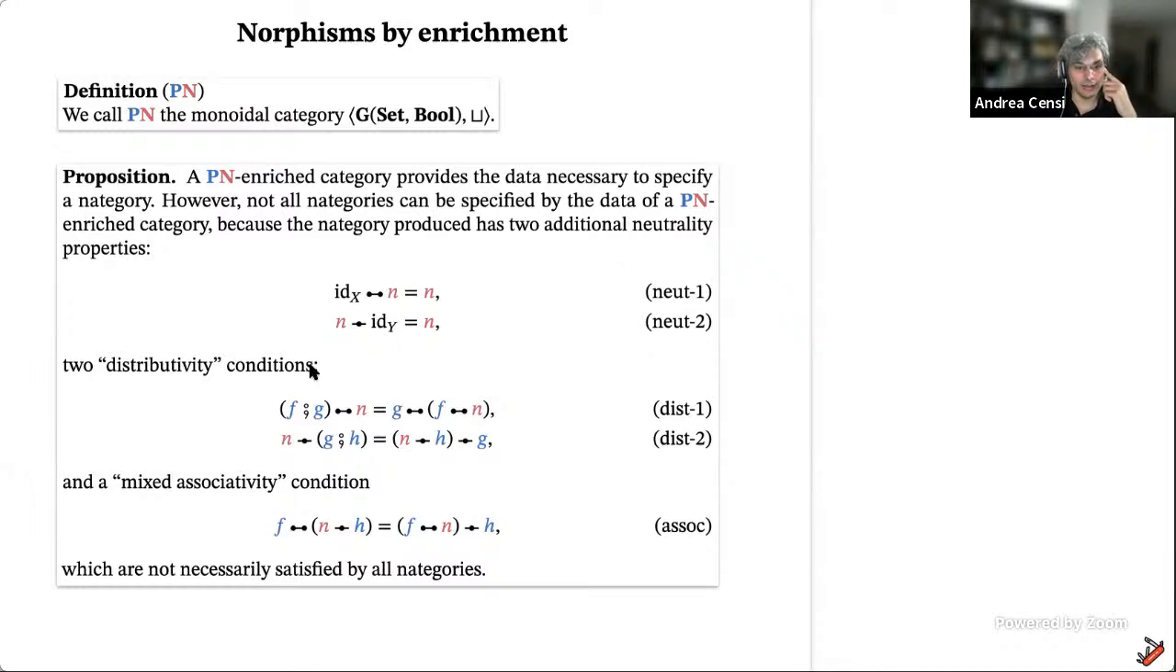You have these distributivity conditions. I don't know what to call it, but it's a distributivity. So if you have F, then G composed with N, it's just like N composed with F and then composed with G. And at this point, I realized that we had to switch the order, because you see we have FG, and instead you have GF. But yeah, you never know at the beginning. And the other is similar. So N composed with this other operation, G then H, can be expanded in this way. Plus, there's a mix of associativity conditions with these two operators. So F composed with N composed with H is just like F composed with N composed with H.